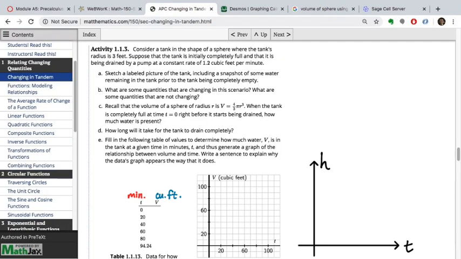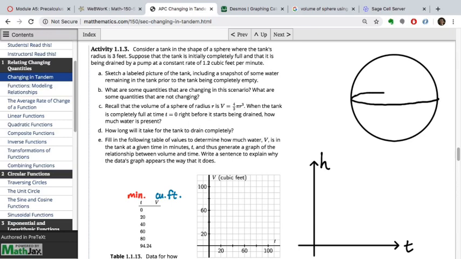So the only real difference on this part of the activity compared to the one that we just did is they just changed the geometry of our water tank a little bit. So instead of a cone, now we have a sphere. So it looks like this, say. And instead of filling up the tank, this time we are draining the tank.